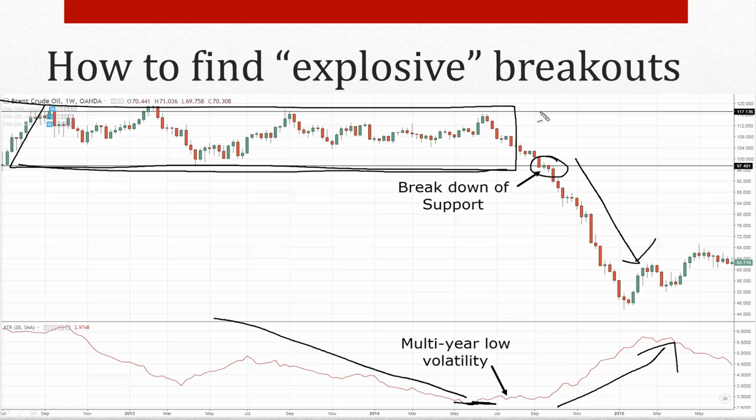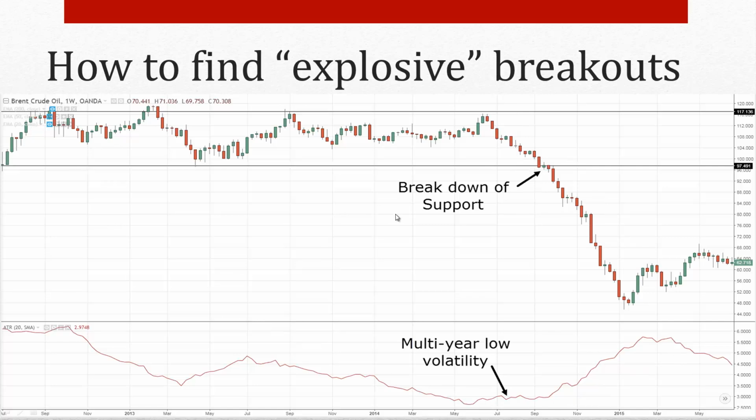This is where crude oil collapsed from about $120 down to a low of about $30 or $40. So you can see that the multi-year low volatility is a huge clue that crude oil is about to have a big move coming into the market. Okay, so this is a crude oil example.